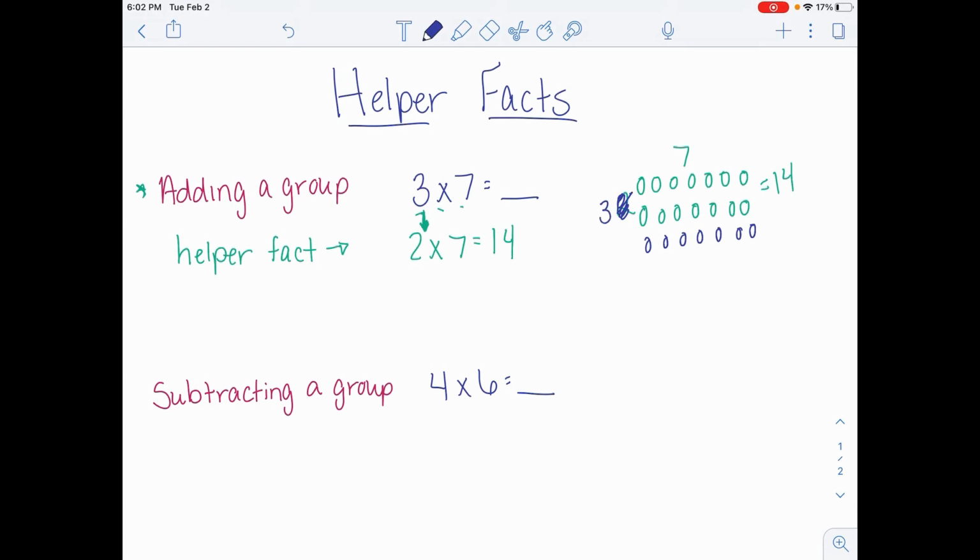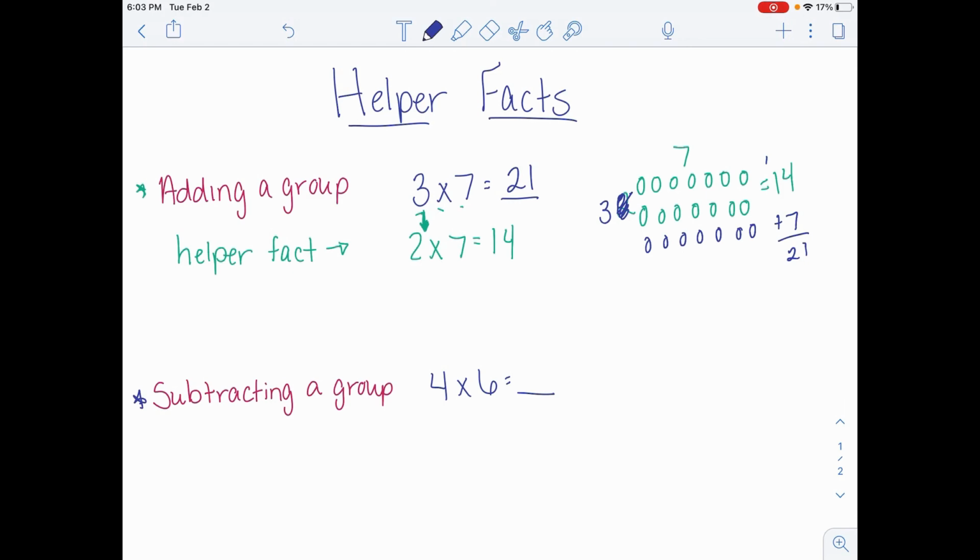So all I really need to do, instead of counting all of these circles again, is add 7. 14 plus 7 is 21. So 3 times 7 is 21. I used a helper fact to help me solve the new fact quickly and easily. Let's take a look at subtracting a group down here.